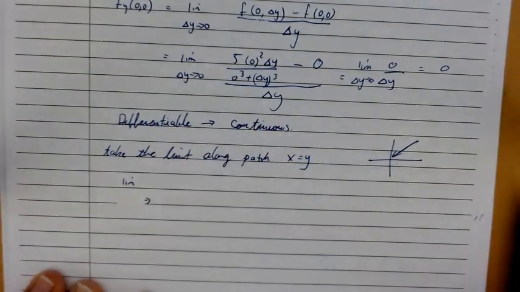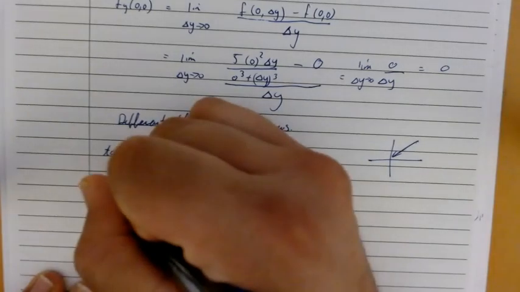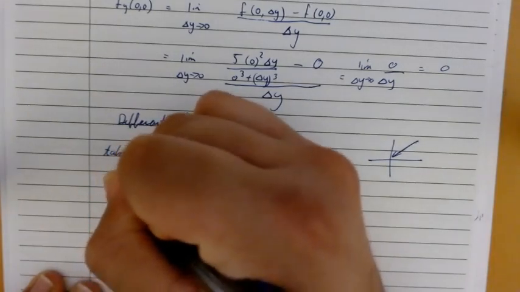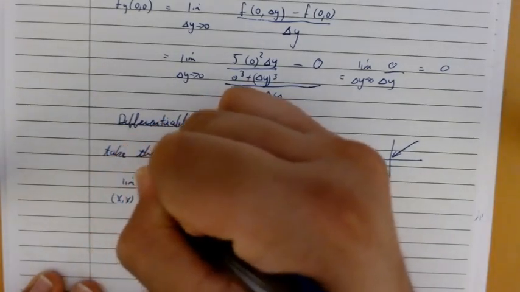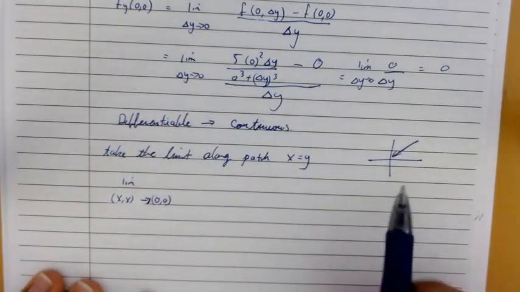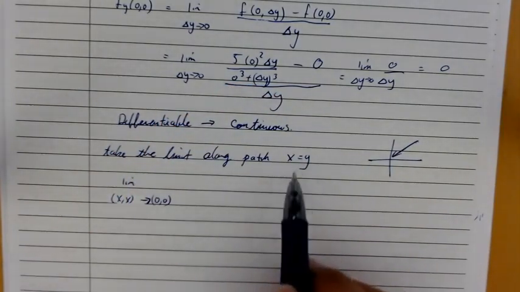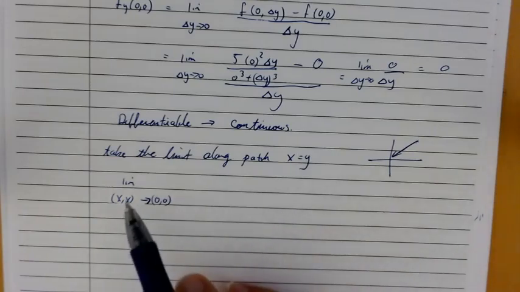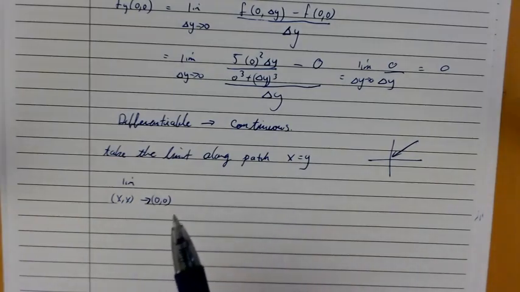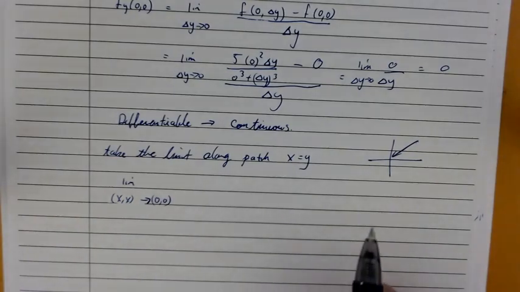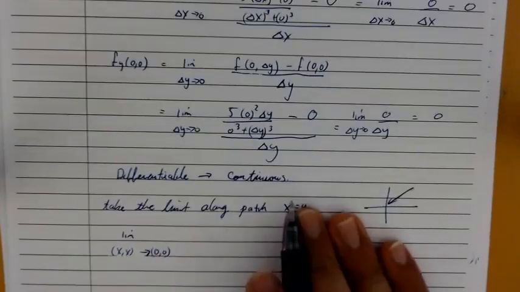Because here I'm not checking differentiability, I'm just checking continuity. So I'm really just checking at the point (x, x) = (0, 0). Normally I'd say (x, y), but I'm going with the path where x and y are equal, so I can just call the y an x. All right, so I'm going to take the limit as (x, x) approaches (0, 0) of my function.